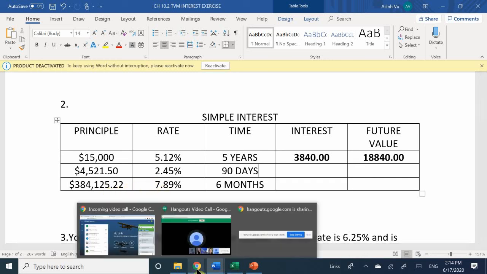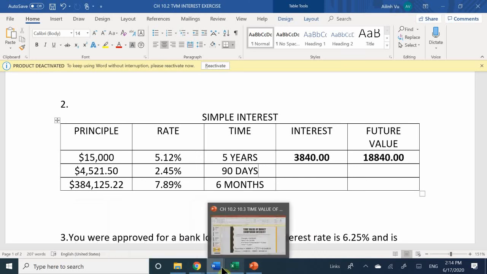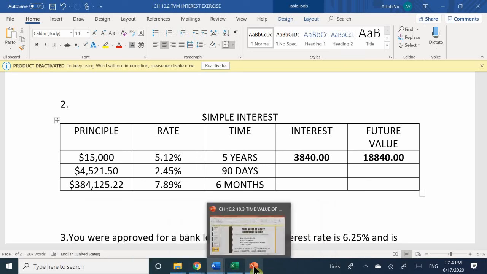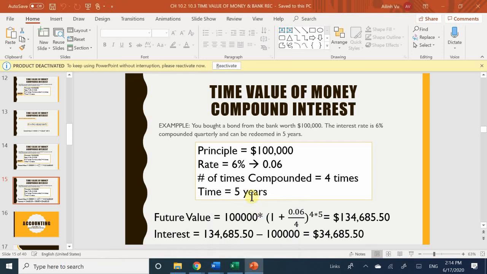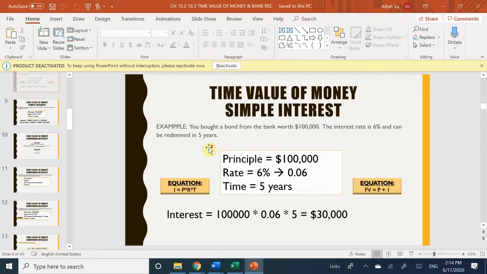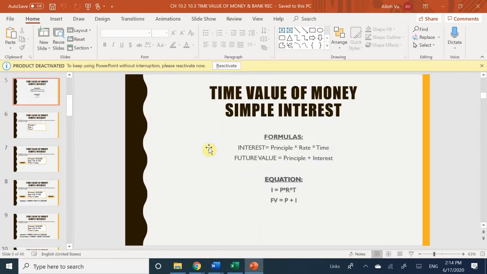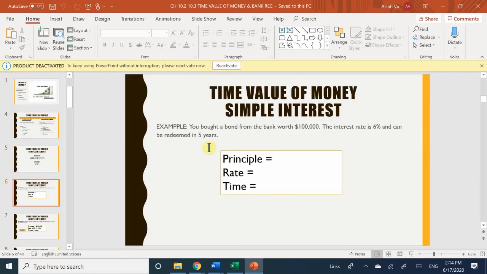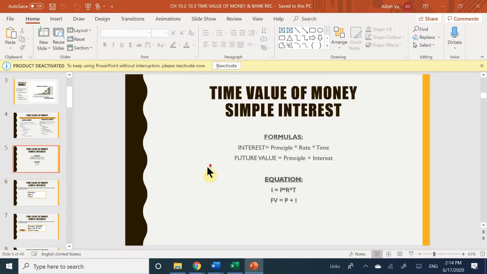I can give the principal, rate. No, now you're solving for interest. I'm asking you, how do you solve for future value? I guess I will give you a hint when I find the formula. Simple interest here. What is the formula to solve for future value?